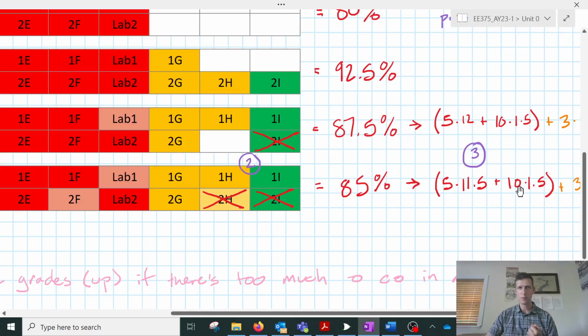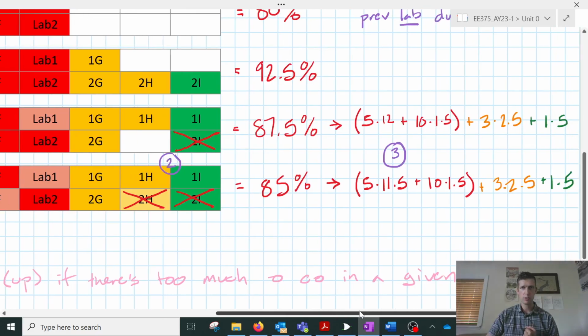I've got 10 points for my labs times 1.5 because I've got one lab that got turned in late. And then for my should-dos, I'm only crediting 3. That's because I'm not going to take should-do lessons late. Those to me are kind of nice to haves.